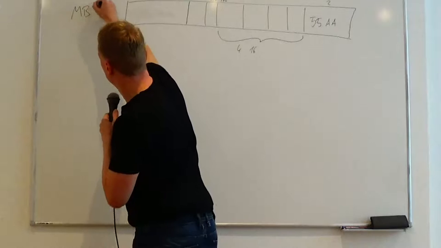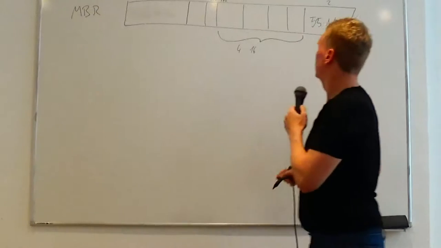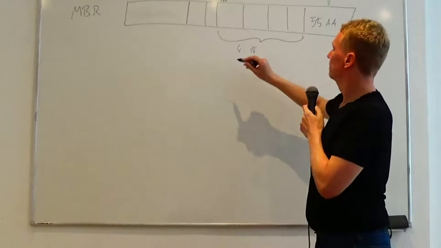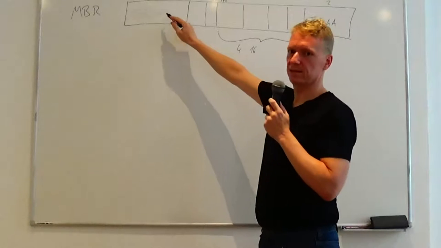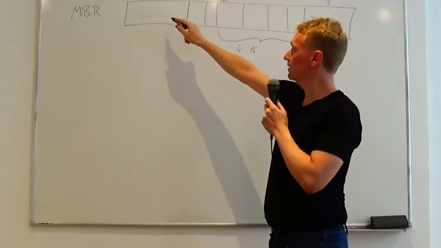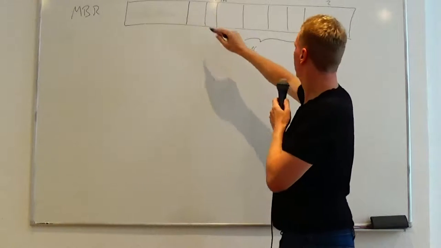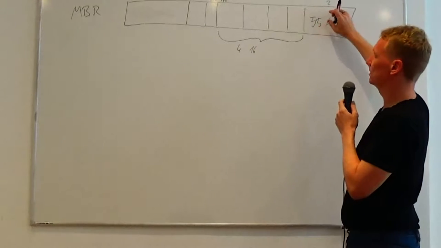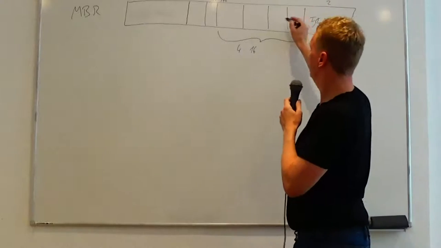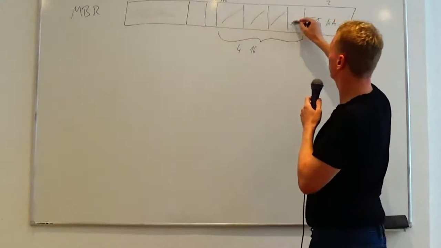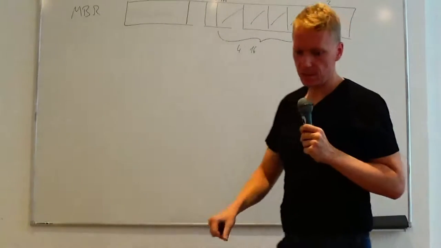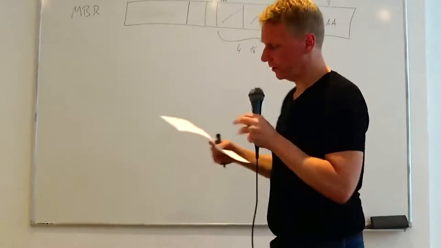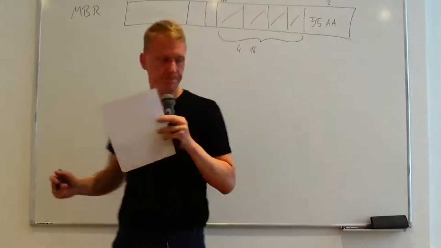So we are not really interested in most of this. We will just leave these the way they are. We will just check that this is correct. And these partition table entries are really the things that we are interested in. And how do they look?